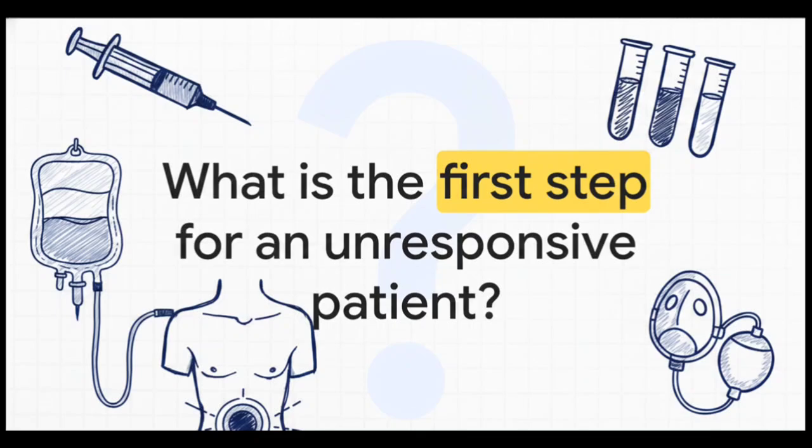Think back to our diagnostic algorithm. The answer isn't a scan. It's getting immediate IV access, obtaining stat lab values, and starting aggressive fluid resuscitation while you secure his airway. In the acute abdomen, your ultimate priority is always stabilization before definitive diagnosis.